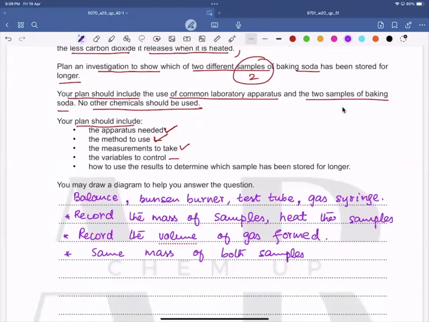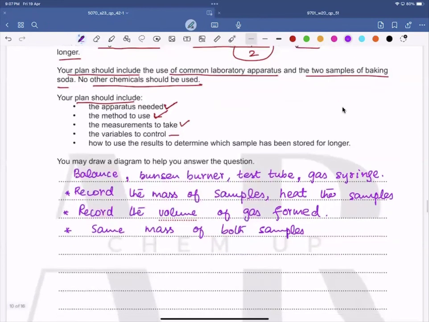So we are just doing the experiment. We are going to measure the volume for both the samples. When we see which one produces the greater volume of gas, that is the one which is stored for a smaller time, and the one which produces the lesser volume of gas is the one which is stored for a longer time. Yes, very good. The other thing, heat to the same temperature.